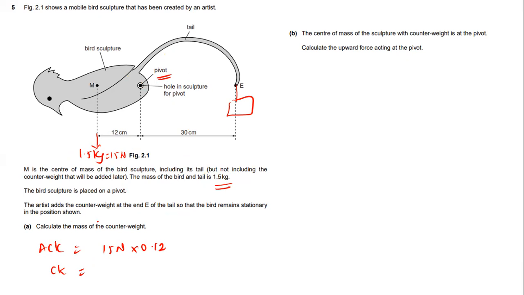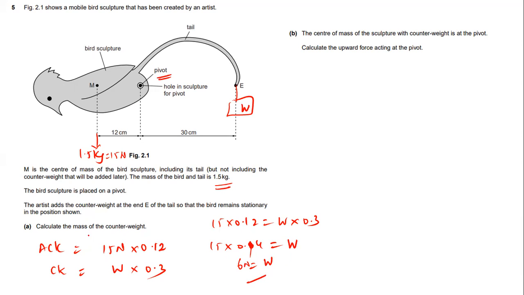0.3 into the weight. Let me call this W. W into 0.3. Now equate these two. 15 into 0.12 is equal to W multiplied by 0.3. So how much will this be? It will be 15 into 0.4 is equal to W. So 15 into 0.4 is 6. 6 should be your W. The weight is 6 newton here.